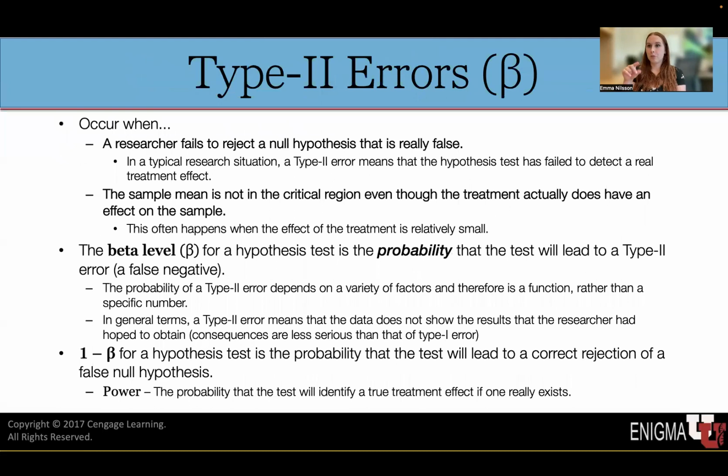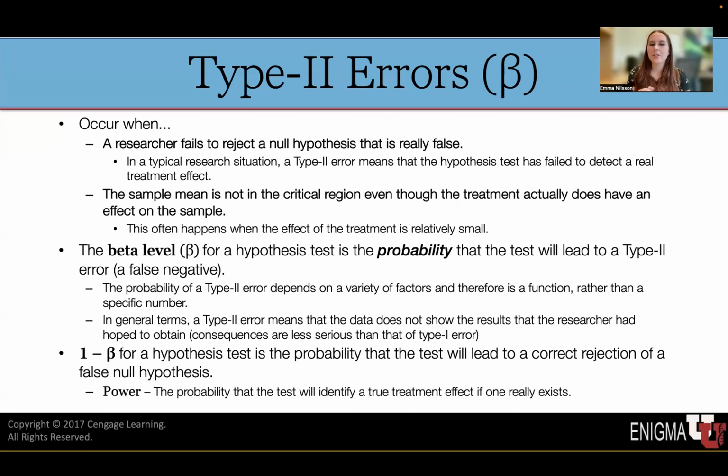Now let's move on to type 2 errors. So type 2 errors are a false negative. This is when the researcher fails to reject a null hypothesis that is actually false. You're saying that there was no treatment effect when in reality there was. Another way to describe this is if your sample mean is not in your critical region, even though the treatment actually does have an effect on the sample.